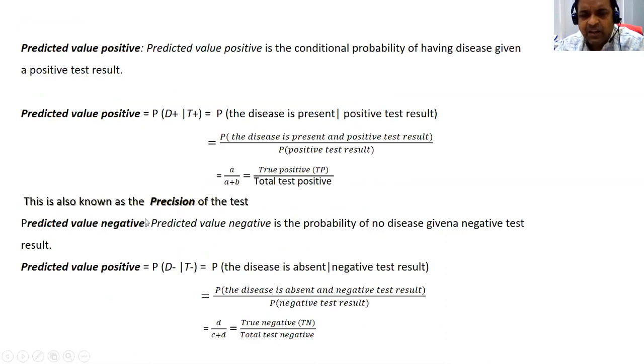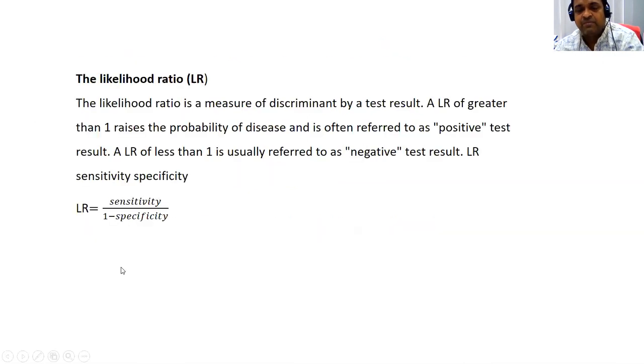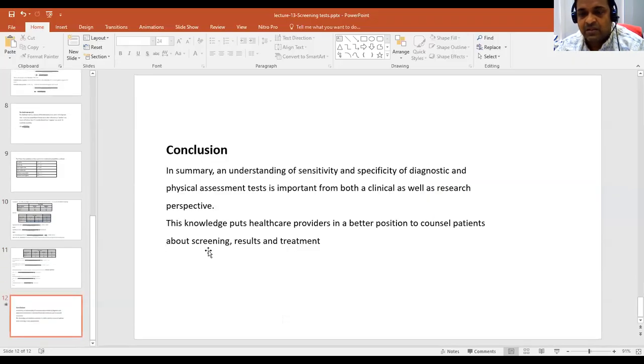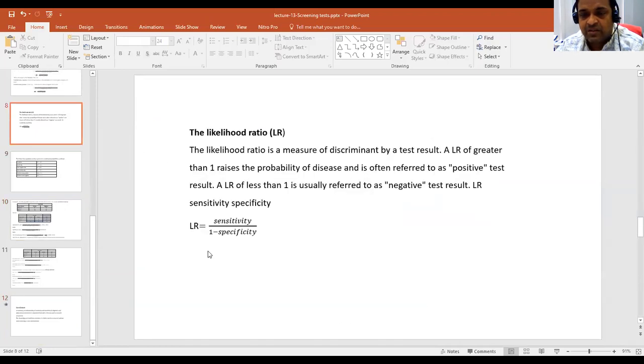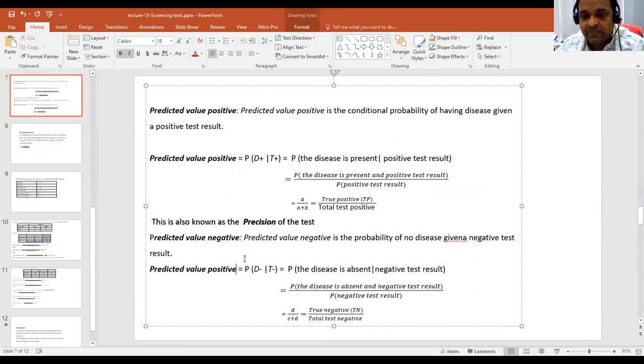Now there is another term: as we have predictive value positive, we also have predictive value negative. Here, somebody actually does not have the disease, the normal case, and the condition is that the test also gives a negative result. This is called predictive value negative. Sorry, let me correct it: this will be predictive value negative.